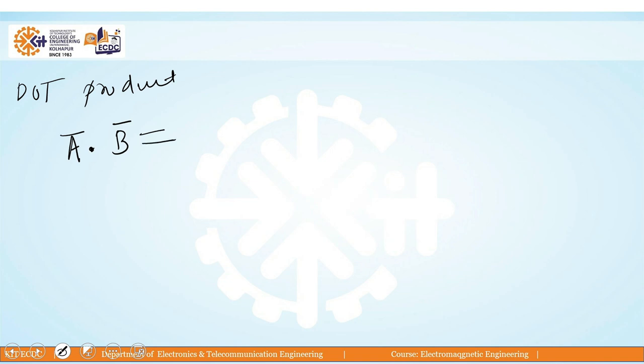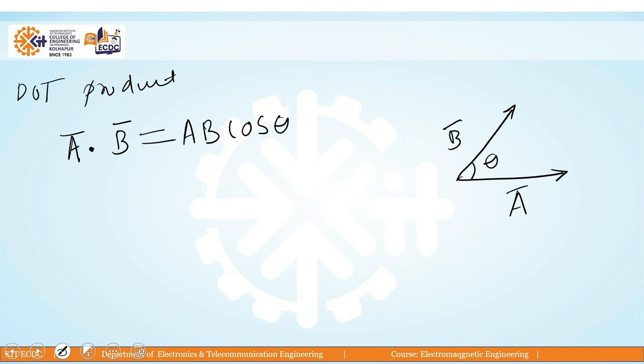According to the definition, the scalar product A bar dot B bar is equal to AB cos theta. Suppose this is vector A and this is vector B, making an angle theta with each other. What is A in this definition? A is the magnitude of vector A, B is the magnitude of vector B, and theta is the angle between vector A and vector B. This is the simple definition of the dot product. It is called a scalar product because the result of this product is always a scalar quantity, and therefore it is called a scalar product or a dot product.